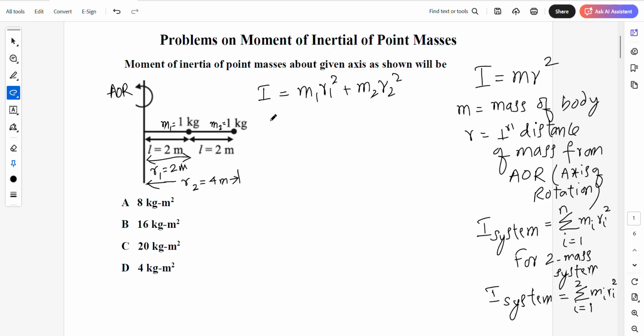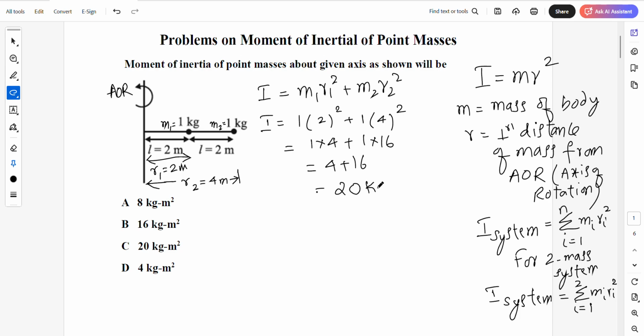Therefore, just expand this one. M1 is 1, so 1 into R1, which is 2, the whole square, plus M2 which is 1, R2 is 4, the whole square. That is equal to 1 into 4 plus 1 into 16. 4 plus 16, that is equal to 20.